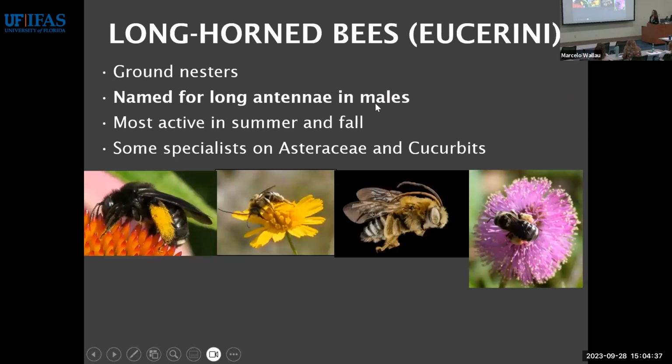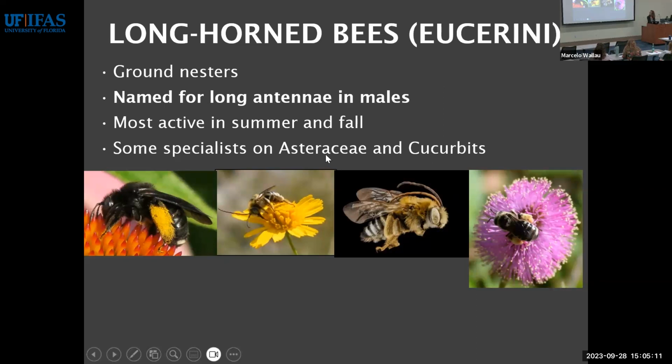So the longhorned bees, this is a group that is relatively common depending on what plants you're looking at. They tend to be found on the sunflower plant family, Asteraceae, and then there are some that are specialists of cucurbits, including some that specialize on squash. And they're named for the long antennae that are found in the males. So here's a male here with relatively long antennae. The females have really chunky, hairy legs for the most part. So this is an example of a female here as well as a female here.